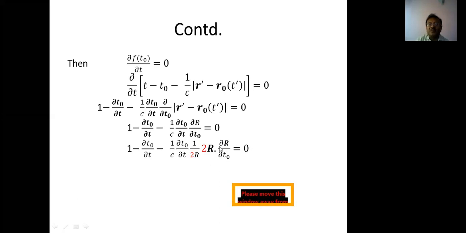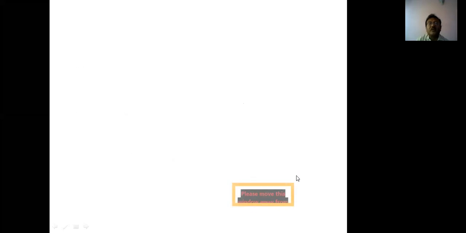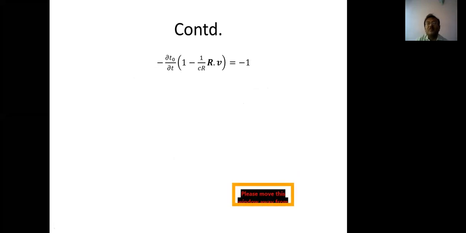And this is minus v. Let's see what we have. Okay, so here we have 1 minus dou t naught by dou t plus 1 by c dou t naught by dou t and vector r dot v over r. You can take this 1 on the other side, and take dou t naught by dou t as a factor outside, and you are left with this calculation here: minus dou t naught by dou t times 1 minus 1 by c, r dot v over r, equals minus 1.